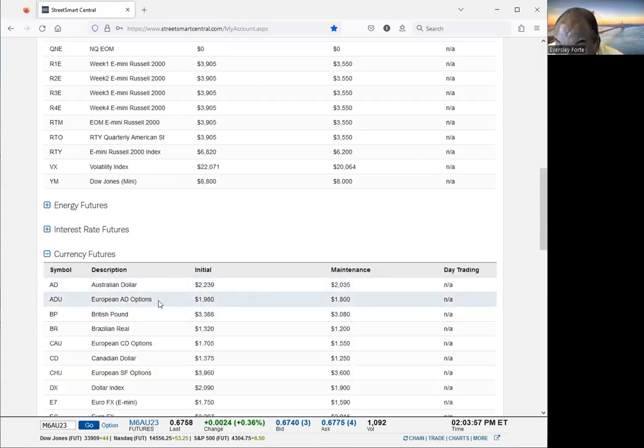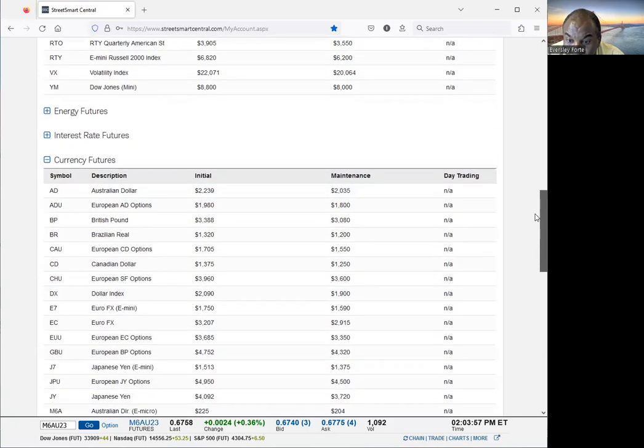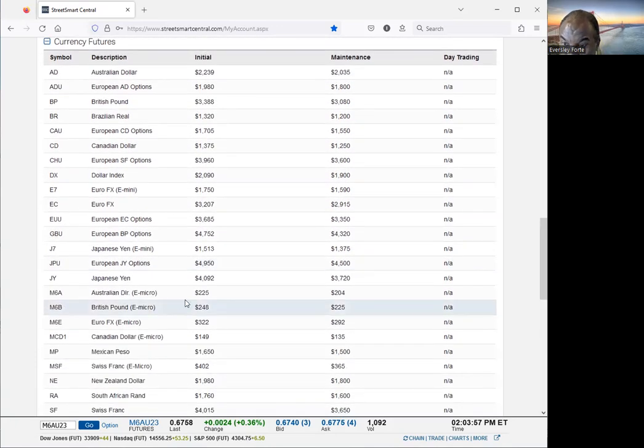But currency futures, here is the Australian dollar full-size contract. It costs $2,200 and something just to open the contract and just to open the position for one contract of margin. But we have micro futures available and only costs $225 in margin just to open one contract. Okay, that's not what you're risking. That's just money you have to put up to open one contract.